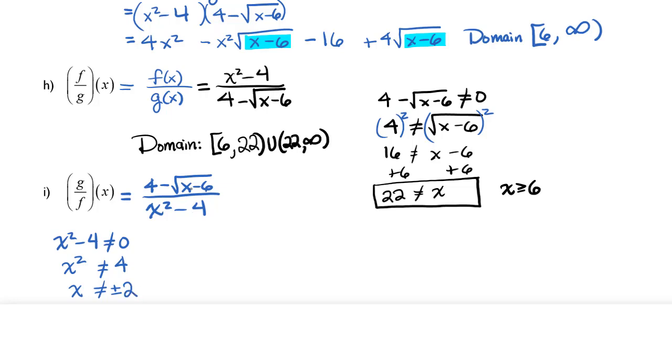We already know that if we have any values less than 6, we will cause problems in the numerator. And so by default, if x is already going to be greater than or equal to 6, and x cannot equal plus or minus 2, we have already restricted our domain via the numerator's radical. So we don't have to worry about the denominator equaling 0. So the domain for g over f of x is again anything from 6 to infinity.